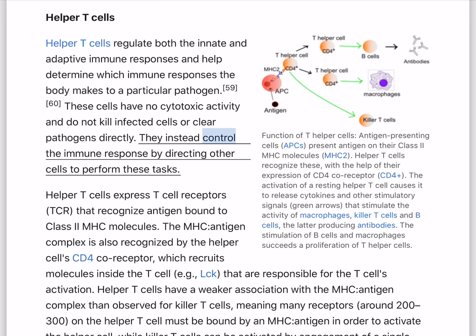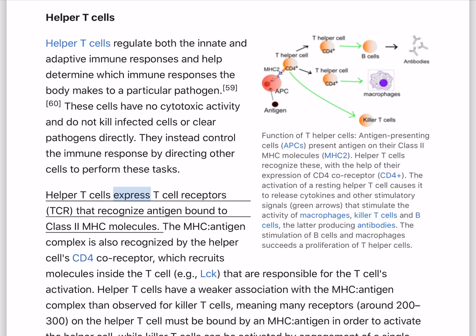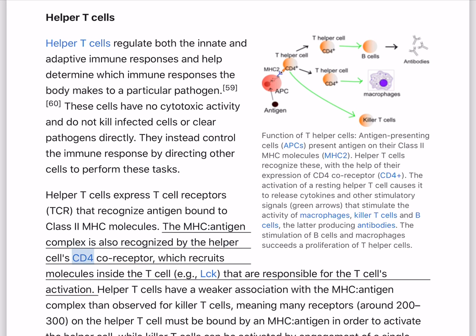Helper T cells express T cell receptors, TCR, that recognize antigen bound to class II MHC molecules. The MHC antigen complex is also recognized by the helper cell's CD4 co-receptor, which recruits molecules inside the T cell, for example, LCK, that are responsible for the T cell's activation.